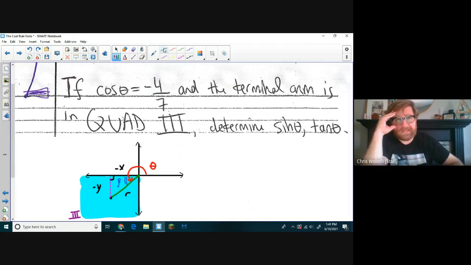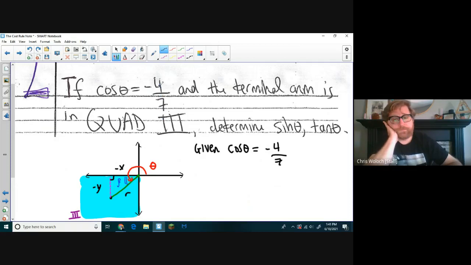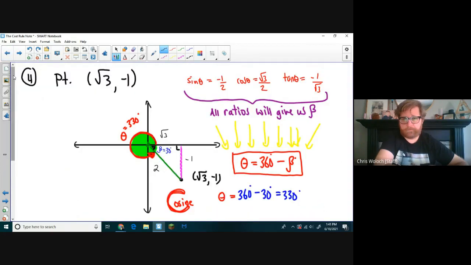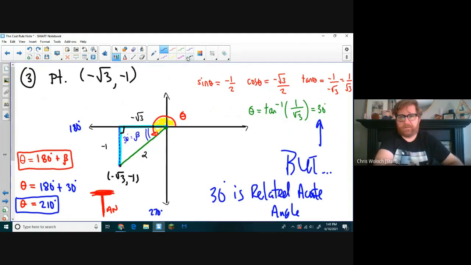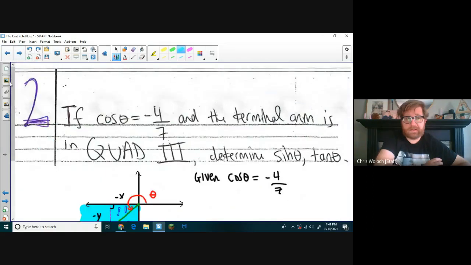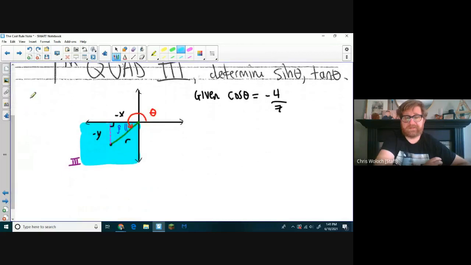So again, what do we know? Well, when we look at the question, we're given one ratio, right? We're given cos theta equals -4/7, okay? So notice, if we go back here, see how cos is negative here, and cos is negative here, right? So in 2 quadrants, cos is negative. So it's key that they're telling us that we're in quadrant 3, because if they didn't, then I'd have to look at both situations.